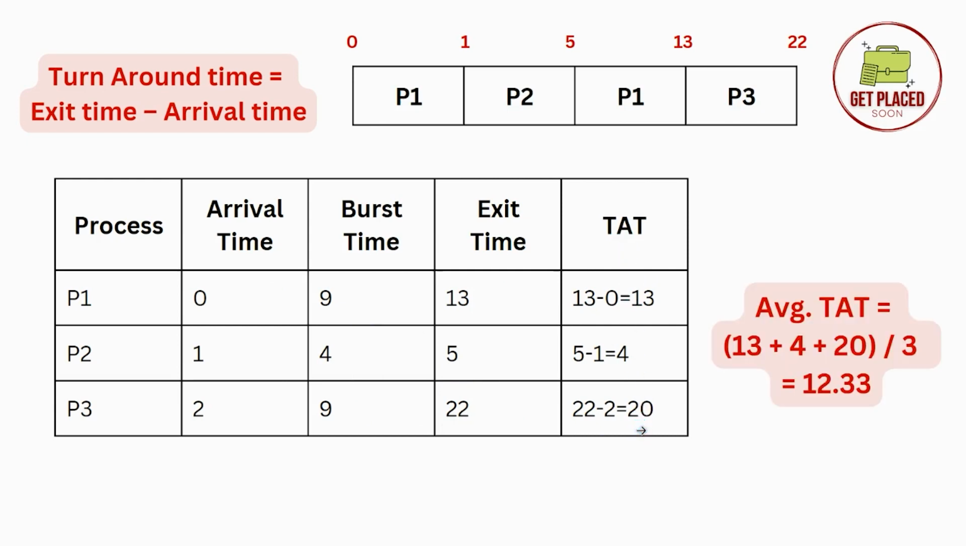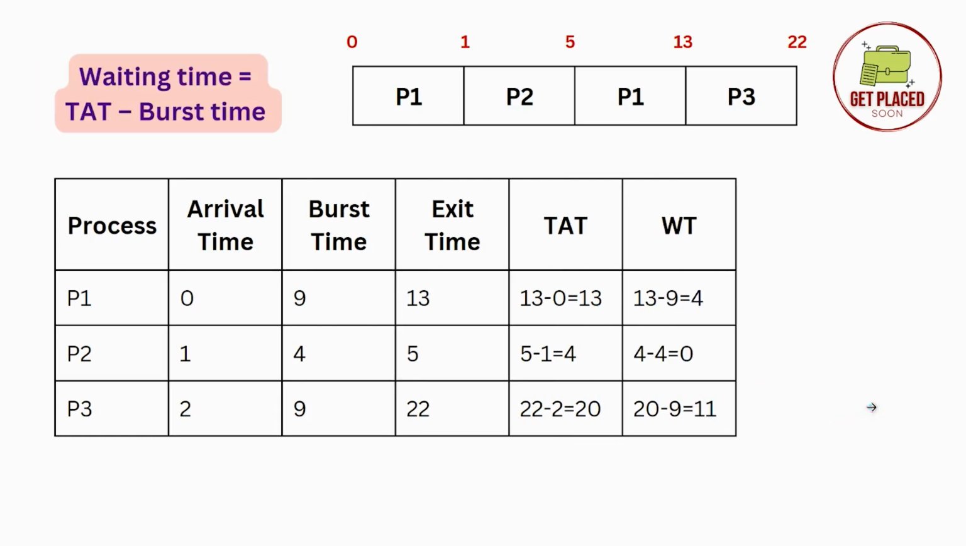So to calculate average turnaround time, sum of all the turnaround times divided by total number of processes. That gives us 12.33. Similarly, we can also calculate the waiting time, that is turnaround time minus burst time. So 13 minus 9 is equal to 4, 4 minus 4 is 0, 20 minus 9 is equal to 11. Once you get the waiting time, you can calculate average waiting time by adding all these values divided by 3, that is equal to 5. So this is how we calculate turnaround time and waiting time. This is how we draw the Gantt chart for shortest job first in preemptive mode, that is SRTF.